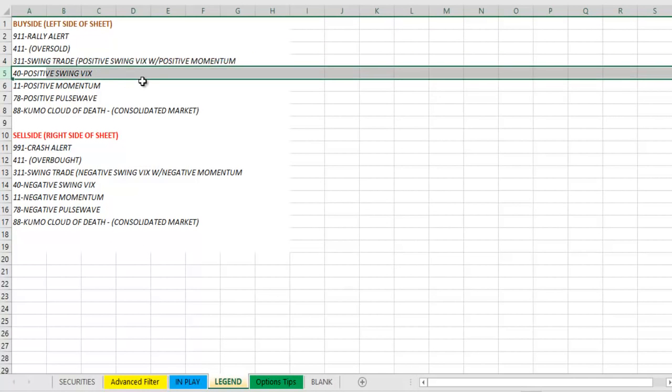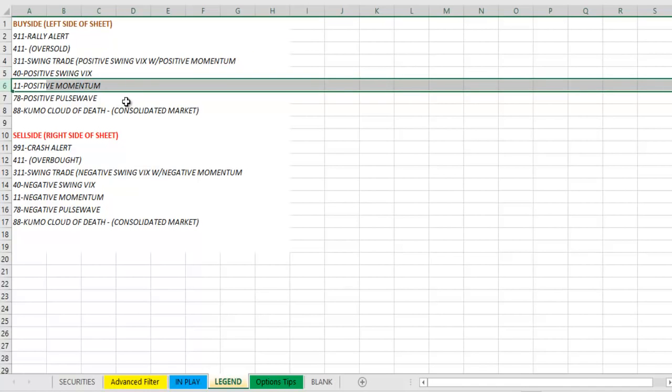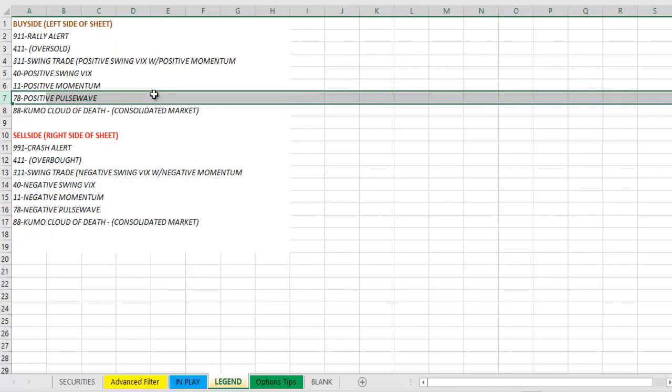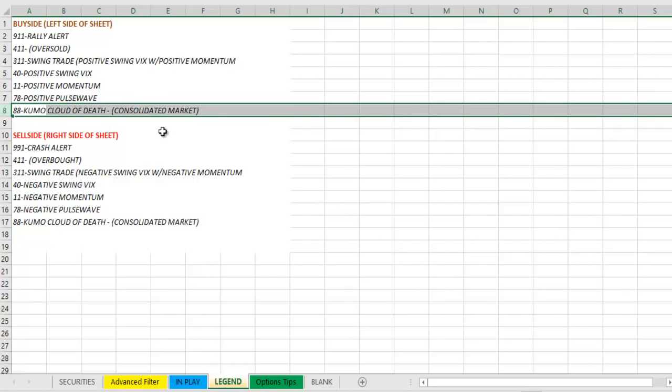A 40 is a positive swing VIX. 11 is positive momentum. 78 is a positive pulse wave. And an 88 is the Kumo cloud of death, i.e. consolidated market.